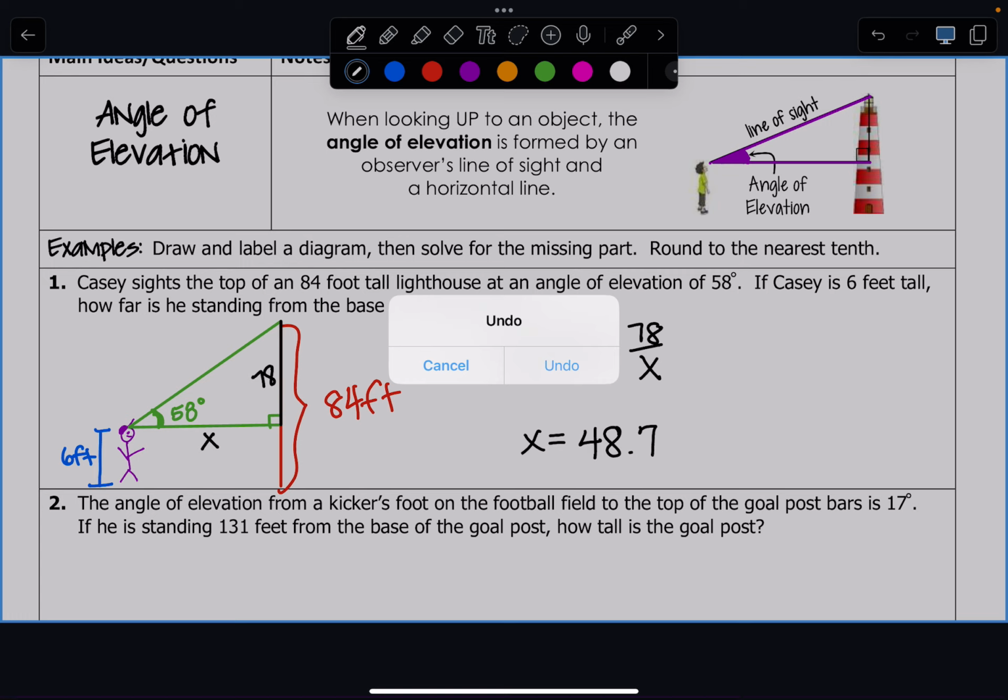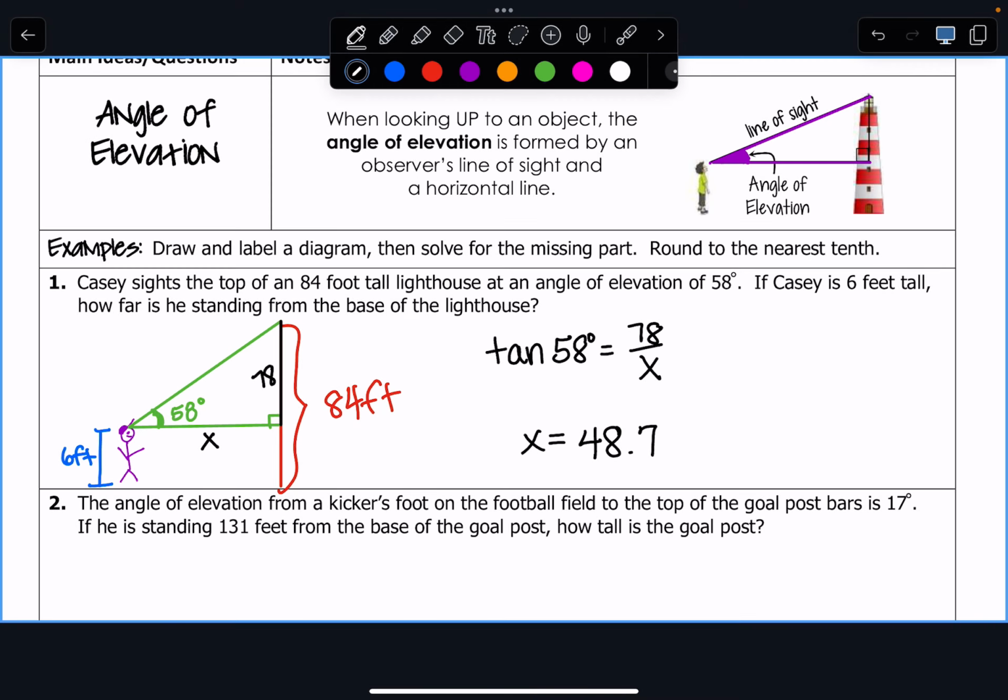While I appreciate that Logan is thinking about the validity of our answer, the realisticness, made up word, I didn't draw it to scale. My 6 feet tall human next to the 84-foot tower, that is not proportional at all. Now, somebody did say feet. Please make sure you label your answer within these problems.